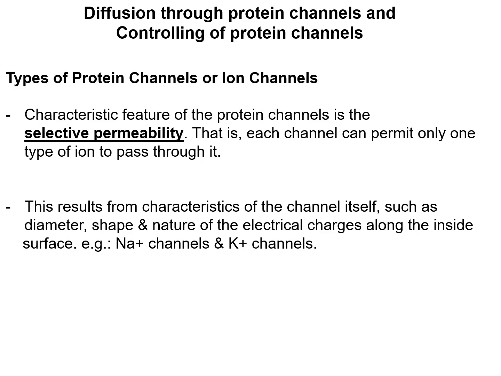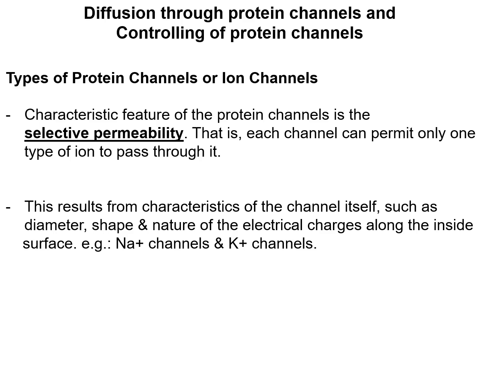So it would be from the area of high concentration to the area of low concentration, and potassium concentration inside the cell is higher than outside the cell. So if these channels are open, they will allow the passage of the potassium from inside to the outside. And you also have sodium channels, calcium channels, and chloride channels.